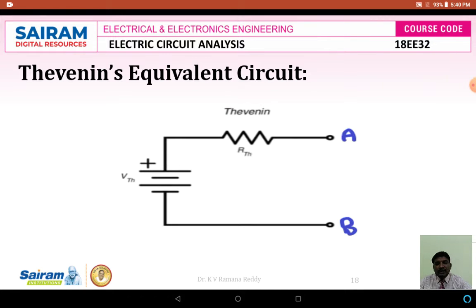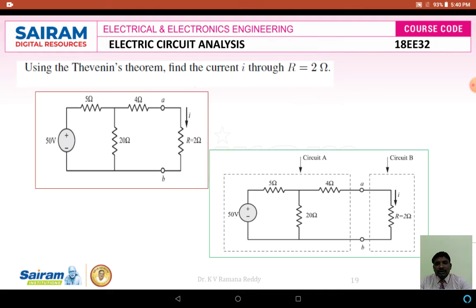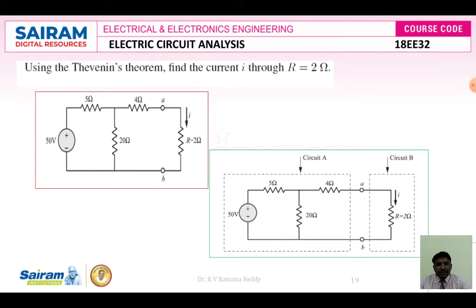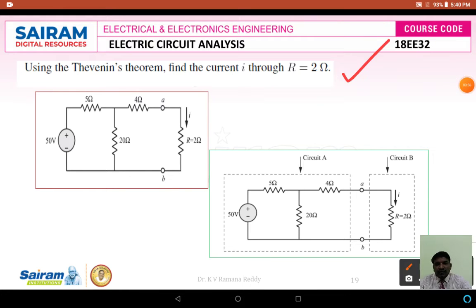To verify this Thevenin's equivalent circuit, let us go through a problem shown in the figure. Using Thevenin's theorem, find the current I through R equal to 2 ohms. This is the circuit given to us. We have to find the current I flowing through R, which is connected externally in the circuit at the terminals AB.